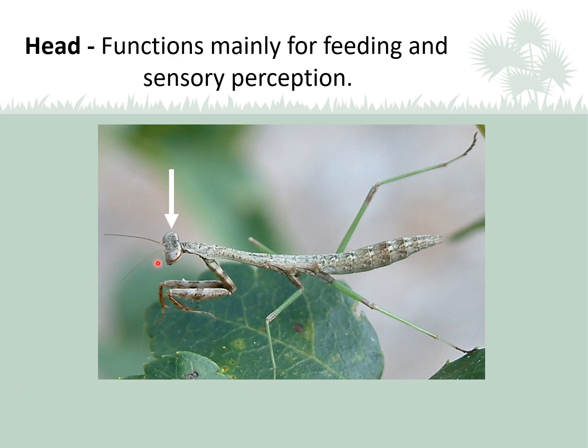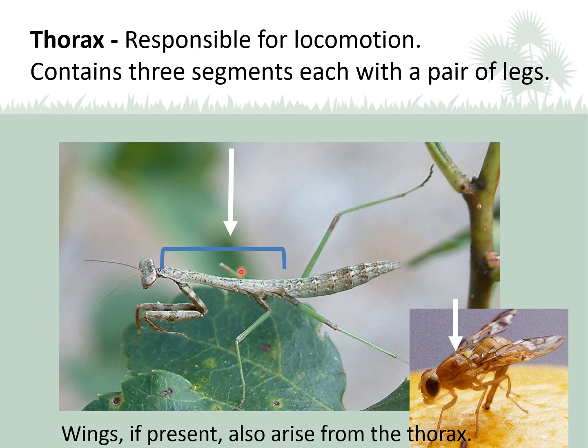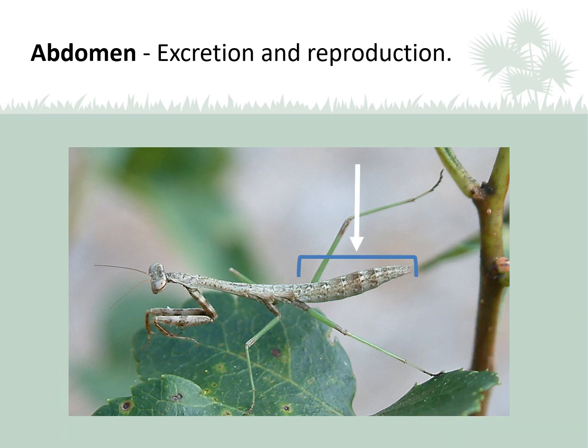Here's the head, functions mainly for feeding and sensory perception. You can see the antennae attached here. The thorax, that middle region, is responsible for locomotion and contains 3 segments, each with a pair of legs. 1, 2, 3, and they're paired. The abdomen's function is excretion and reproduction. Here.